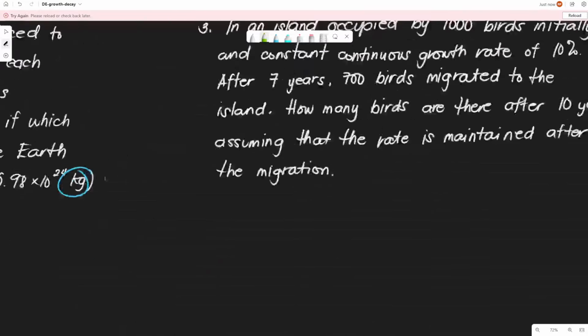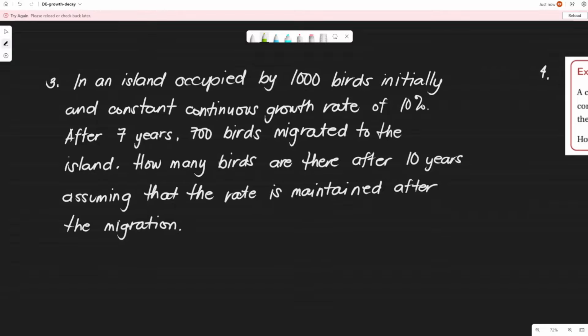Okay? Number 3. In an island occupied by 100 birds initially, you need to look for this word, no? Initially, so yan yung palatandaan ninyo ng t sub 0 is equal to 0. In an island occupied by 100 birds initially and constant continuous growth of 10%, after 7 years, 700 birds migrated to the island. How many birds are there after 10 years, assuming that the rate is maintained after the migration? Okay, so 2 parts natin isesegment to.